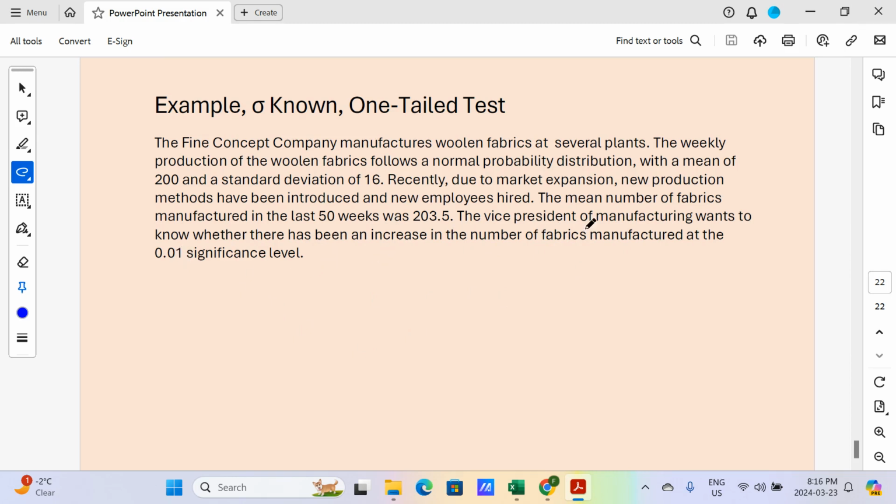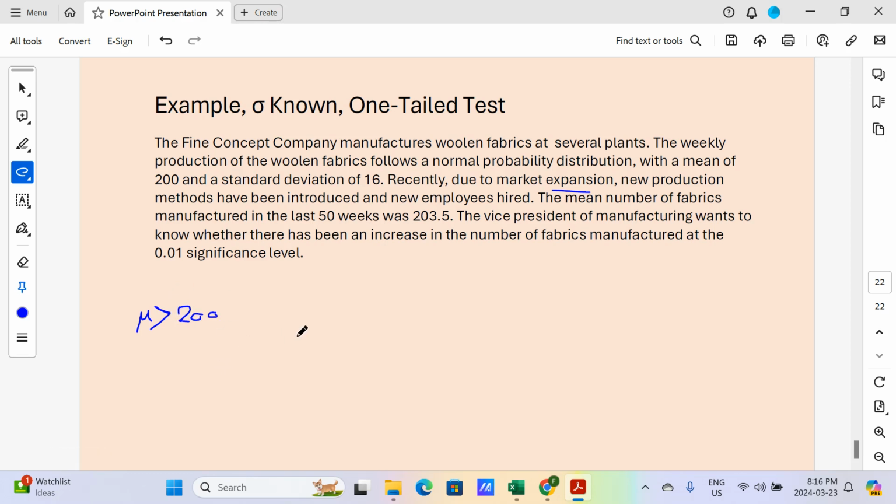Look at it in this question. They want to know if there is an increase in the number of fabrics after this expansion. The population mean was 200. Mu was 200. But they want to know if there is an increase in the number of fabrics after expansion. If there is an increase, it means the mu after expansion would be more than 200. Look at here. We are going to test this claim or assumption.